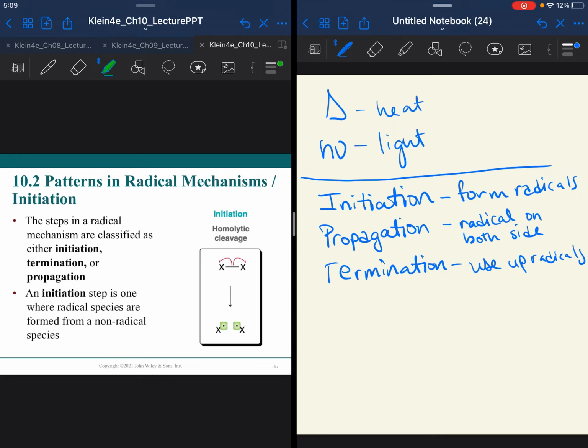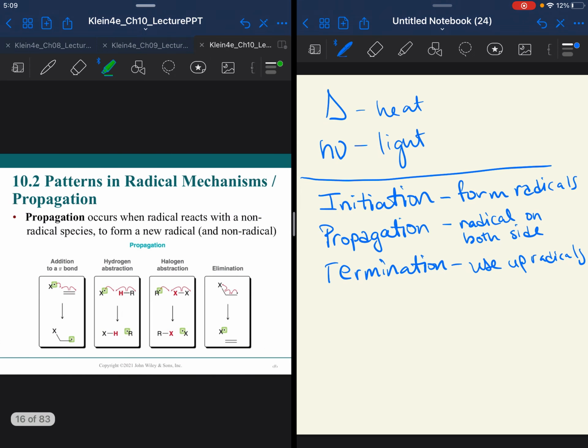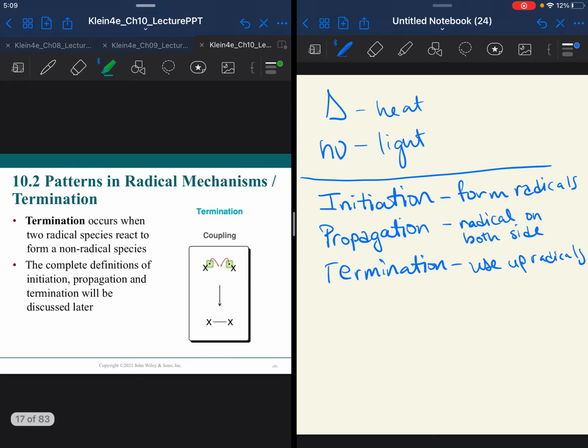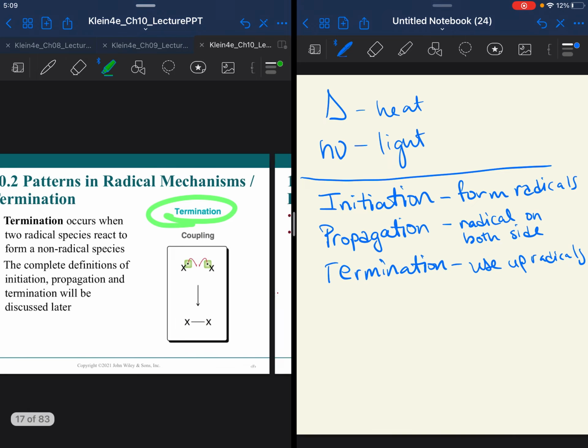If we look at those patterns that were previously shown, homolytic cleavage is the only initiation step. Most of the steps are propagations, where you'll notice we have radical at the start, radical at the finish. And then the termination is that coupling step where two radicals come together, they pair up their unpaired electrons, and then there's no more radicals. This is usually the end, right? Hence called termination.